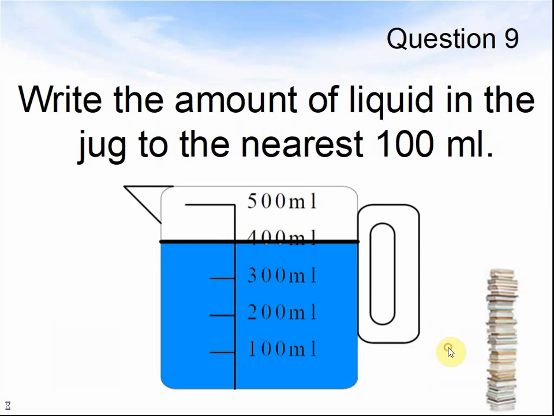Here comes question 9. Write the amount of liquid in the jug to the nearest 100 milliliters. Pause the video until you're ready for question 10.